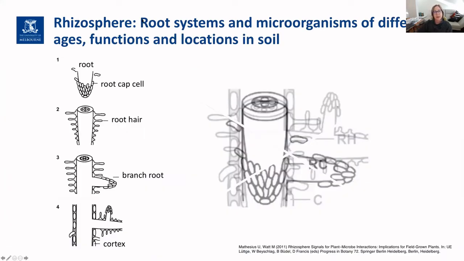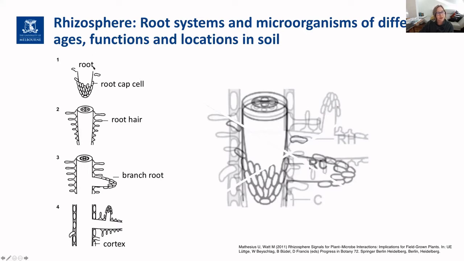The rhizosphere is a very complex spatial and temporal zone because it has root systems, parts of roots, and microorganisms of different ages, different functions, and locations at any point in time in a column of soil. And this diagram here illustrates the dynamics of this space and time, let's say age dimension of the rhizosphere.